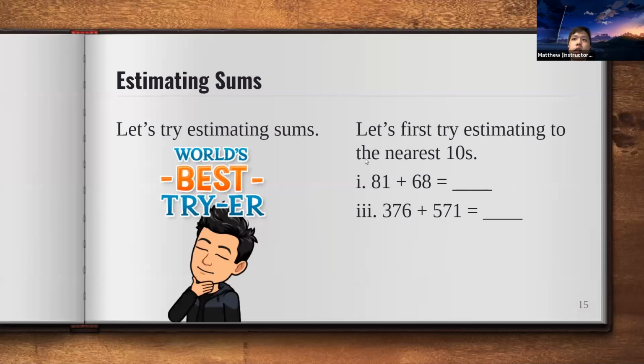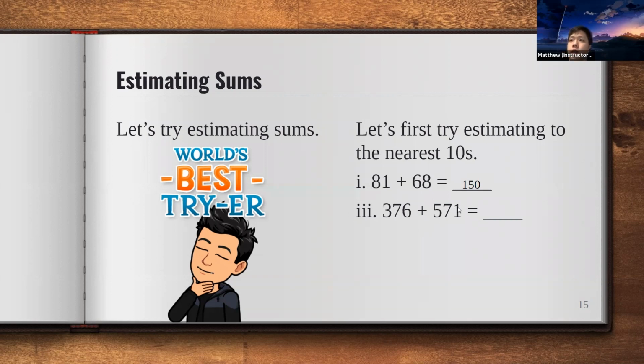So let's try estimating sums. For example, 81 plus 68. First, we're going to try estimating to the nearest tens. 81 and 68, you can either round to 80 and 70. 80 plus 70 will be 150, or you can manually add them. So 81 plus 68 will be 149, and that's close to 150. So the answer would be 150 either way.